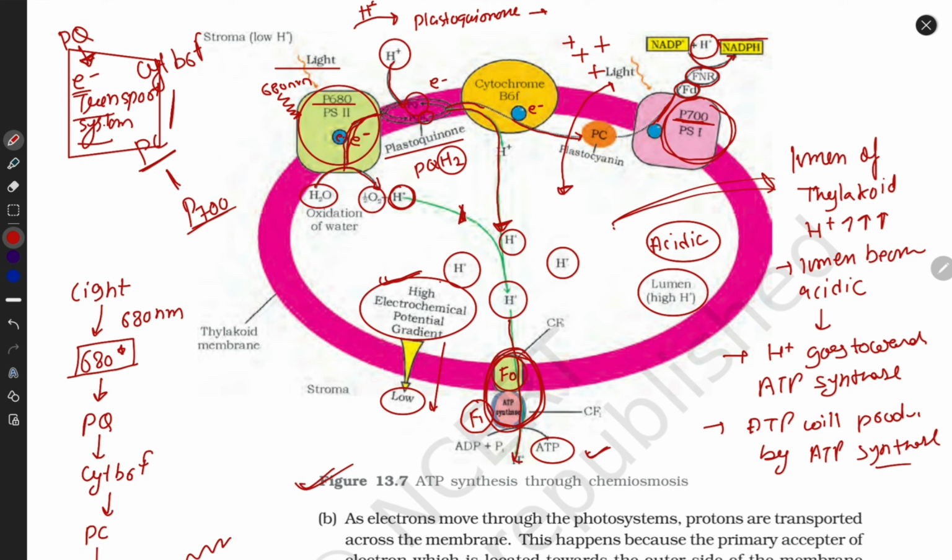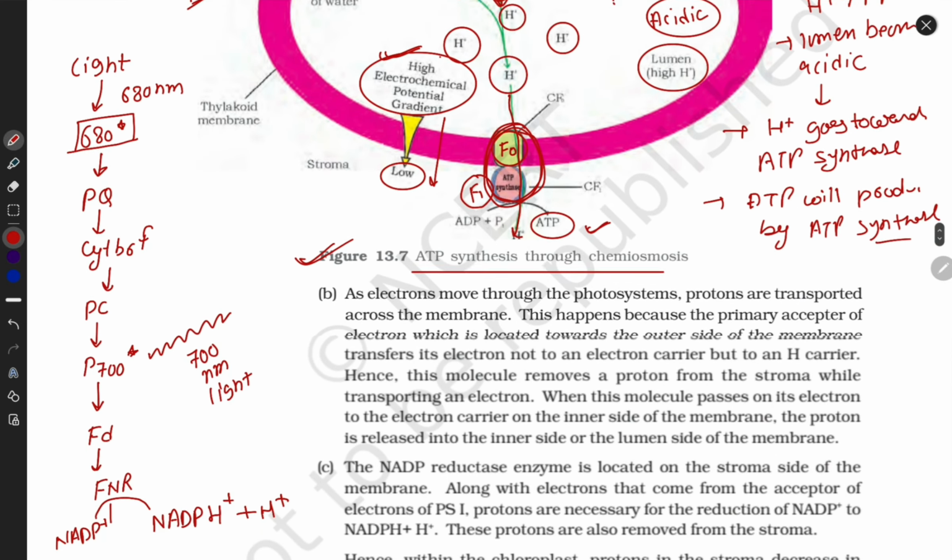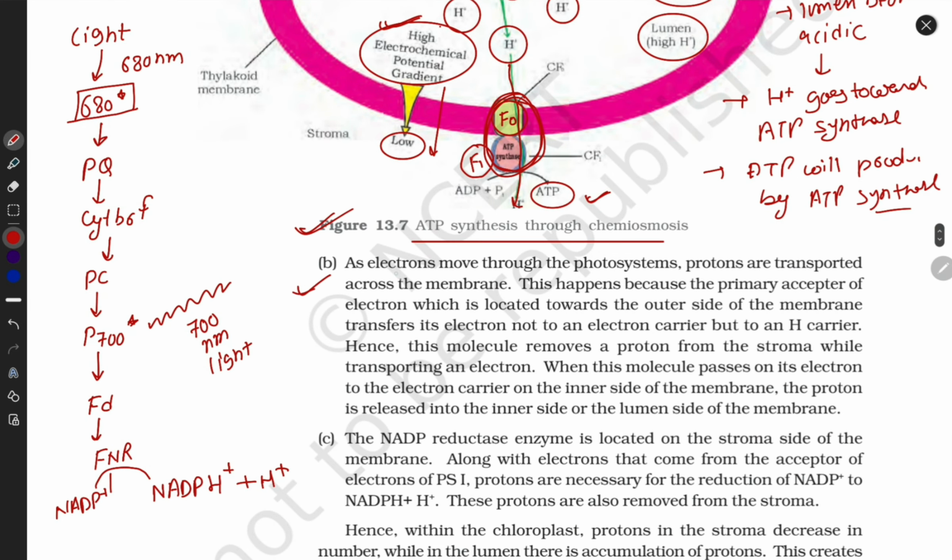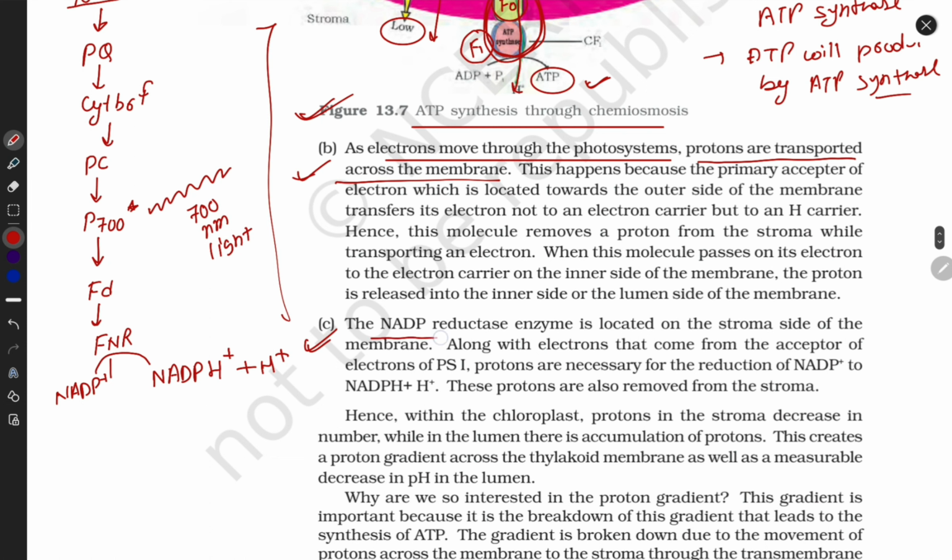So this is the ATP synthesis through chemiosmosis. And the last bullet here is, as electrons move through the photosystem, protons are transported across the membrane. This is the whole mechanism, guys. Here the NADP reductase enzyme is located on the stroma side of the membrane.